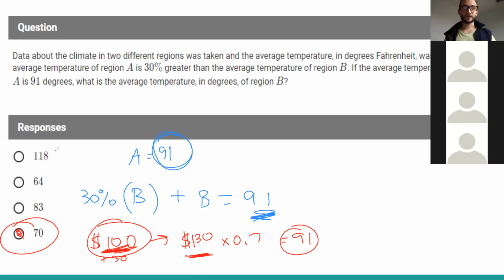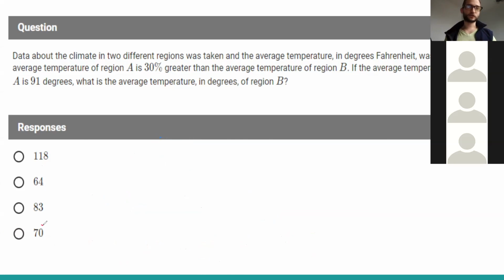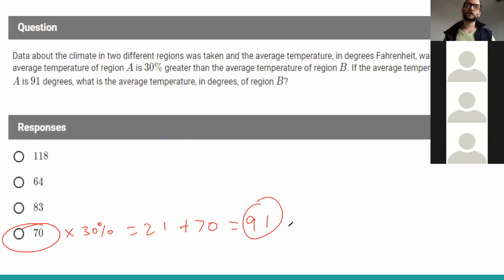Another way to do it is to look at your answer choices, and you take 30% of these numbers and add it back to that. So here's another way. Let's say you're going through your answer choices. We obviously know it's D, so let's try that. We take 30% of D, which is 21, and then add 21 back to the original. And if that gives you 91, then that's your right answer. That's another way to do it.